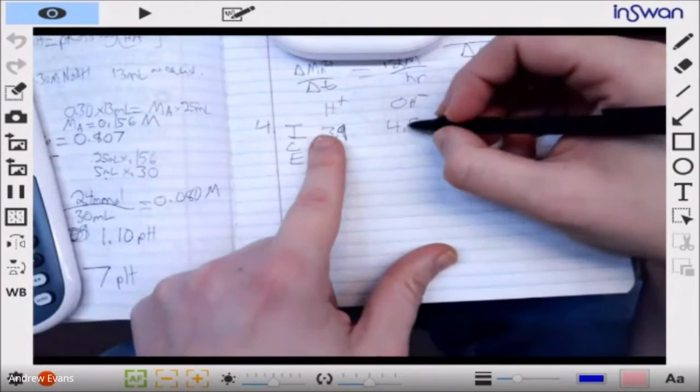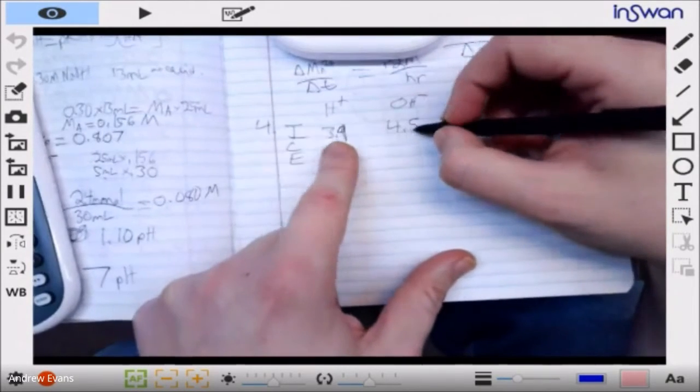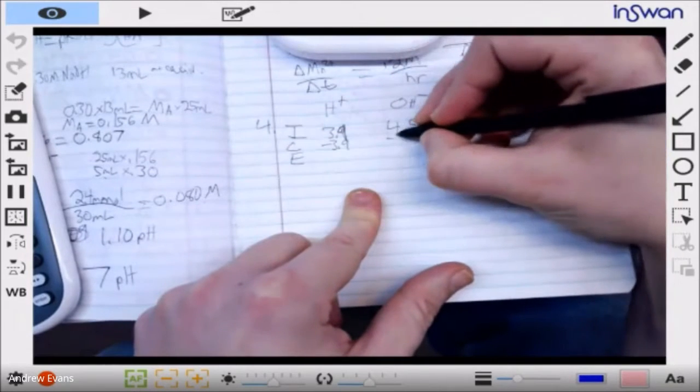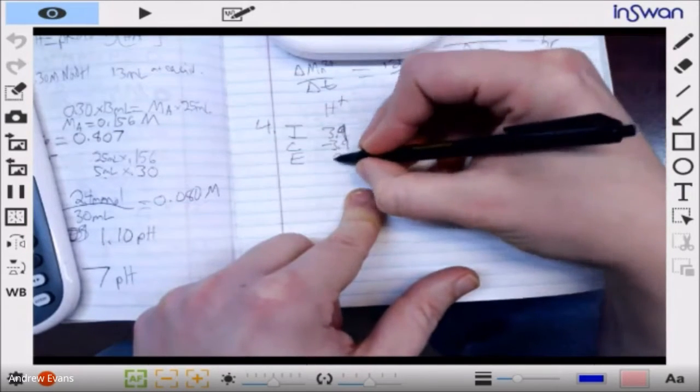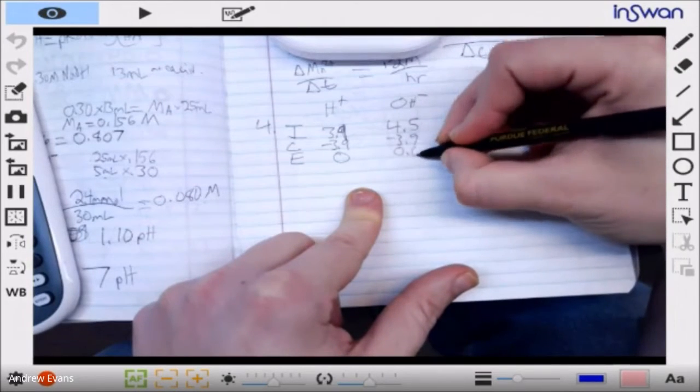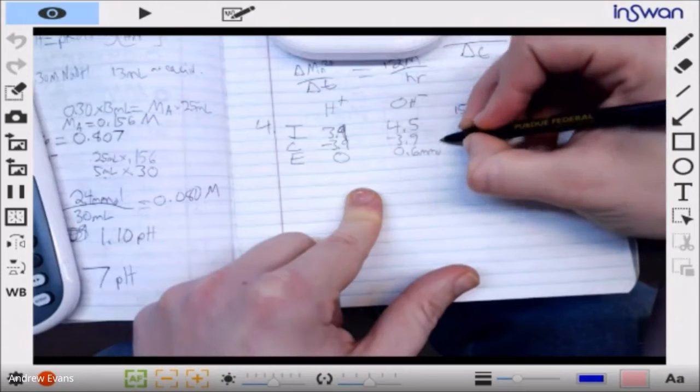There's no longer more acid than base. Now there's more base than acid. So we're going to subtract out our acid. So we have 0 millimoles of acid and we have 0.6 millimoles of base.